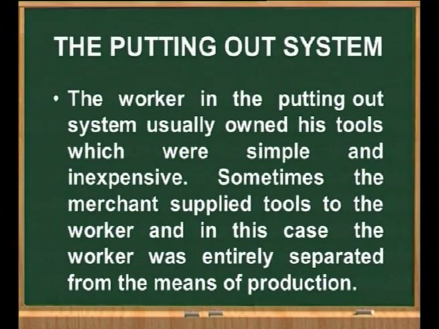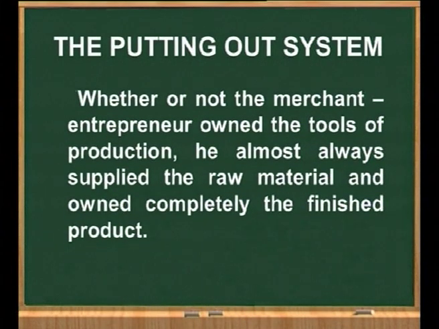The worker in the putting out system usually owned his tools, which were simple and inexpensive. Sometimes the merchant supplied tools to the worker, and in this case the worker was entirely separated from the means of production. Whether or not the merchant entrepreneur owned the tools of production, he almost always supplied the raw material and owned completely the finished product.